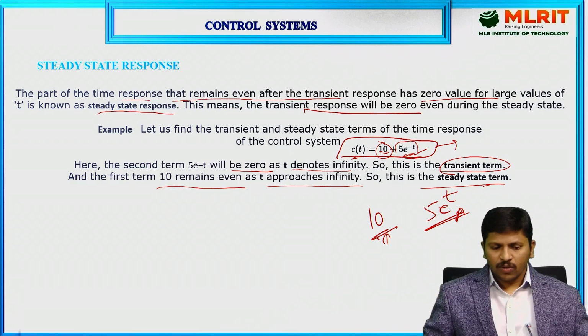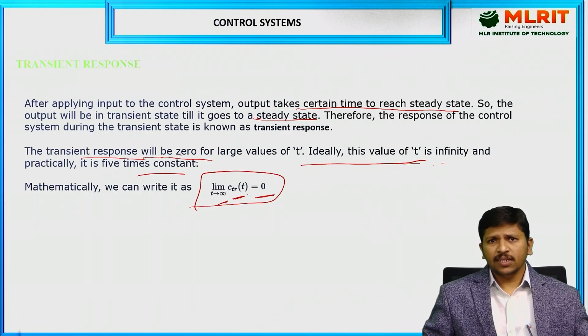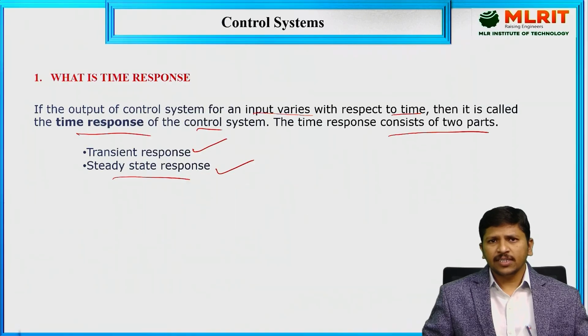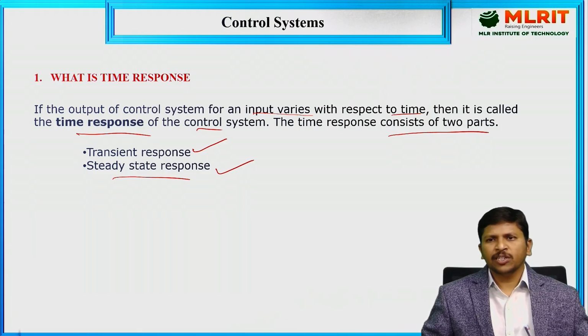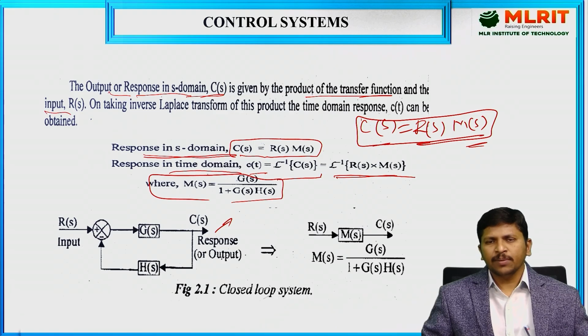Okay, next, these are the transient response, steady state response, and time response. Time response is simply the output of any control system for any input that varies with respect to t, and then we call it the time response of that system. Time response always has two parts: transient and steady state.